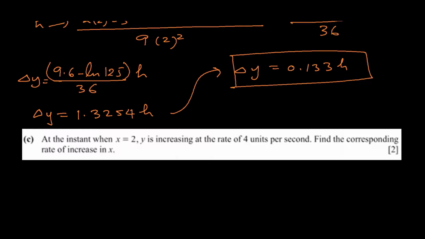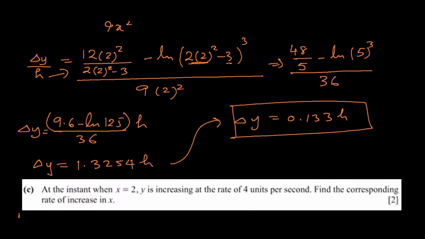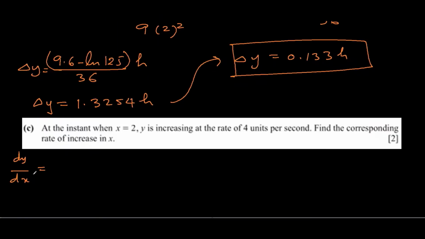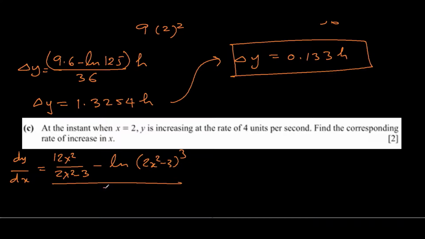Okay, so we will copy the same differentiation again. dy over dx is equal to 12x square over 2x square minus 3, minus ln of (2x square minus 3) cube over 9x square.